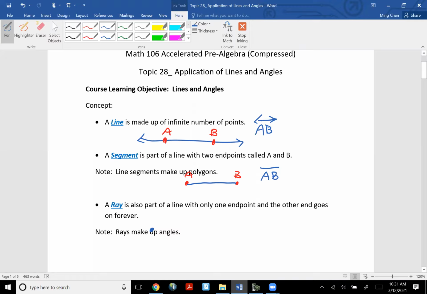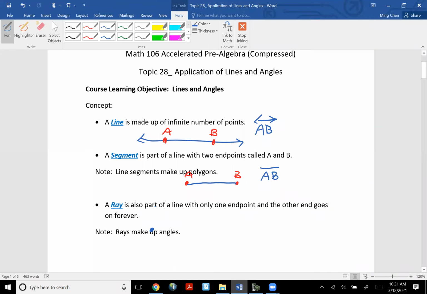So why do we talk about segments? Because line segments make up our polygons. Polygons are shapes like triangle, square, rectangle, pentagon, hexagon. Those are polygons. So segments make up your polygons, your shapes.